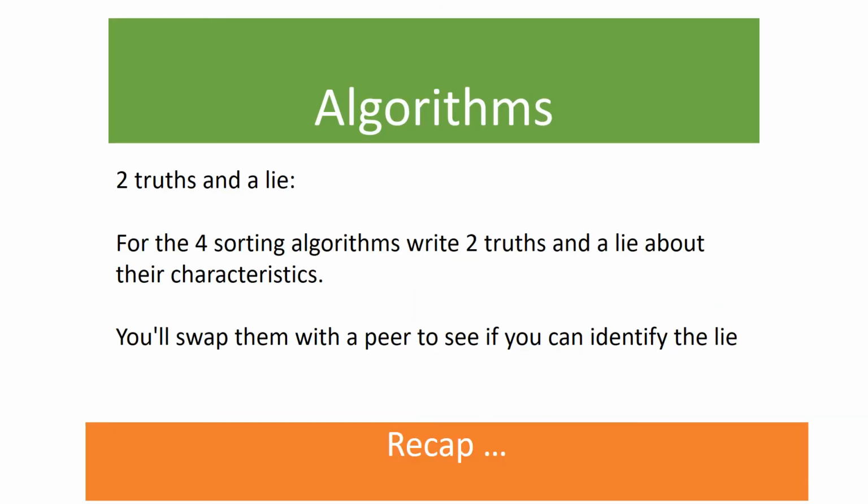First up, I want you to do two truths and a lie. You're going to be given a piece of paper, and for the four different sorting algorithms, write two truths and a lie about their characteristics. You'll swap them with a peer to see if you can identify their lie.